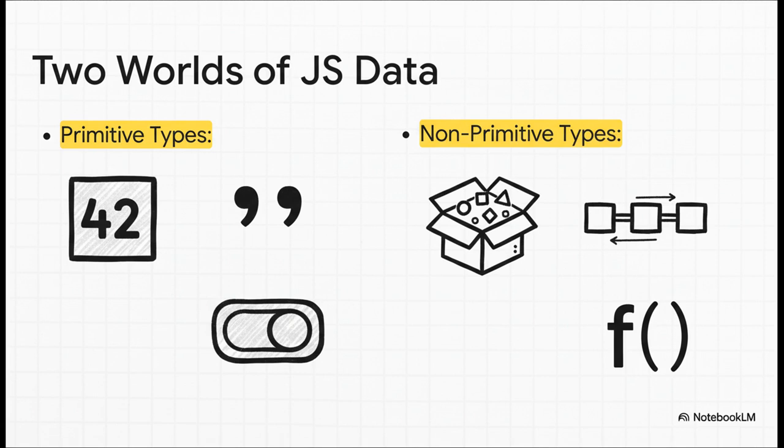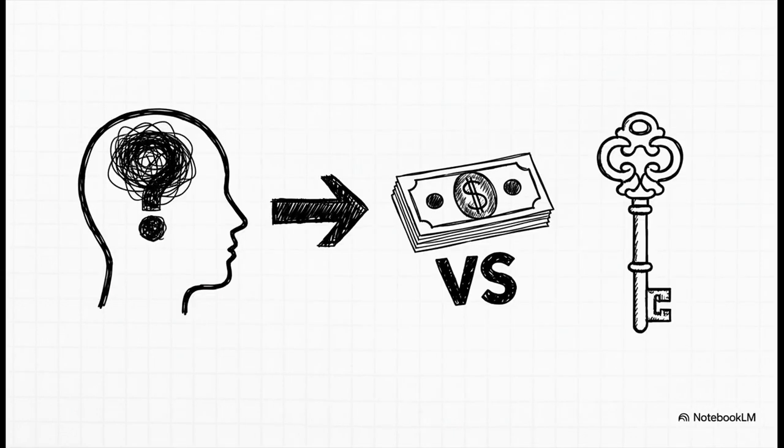And on the other side, you've got the non-primitive types. You probably just call these objects. And yeah, that includes arrays and even functions. They're all special kinds of objects under the hood. Now, trying to memorize all the technical differences can be a real headache. So forget that for a second. Let's use a super simple analogy that makes this whole thing crystal clear.